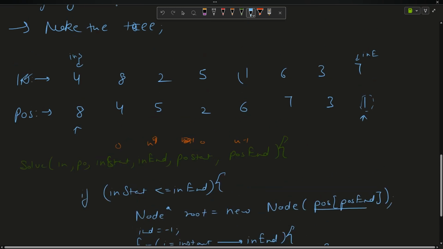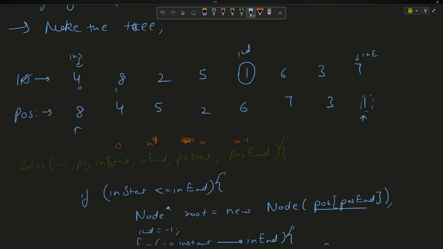So I will find my element in in order here. I will place my index here, right? It is 0, 1, 2, 3, 4, 5, 6, 7, right? Okay. So how many elements are on the right subtree? There are 3 elements on the right subtree. How many elements are on the left subtree? You can see 4, 8, 2, 5. 4 elements on the left subtree, right?